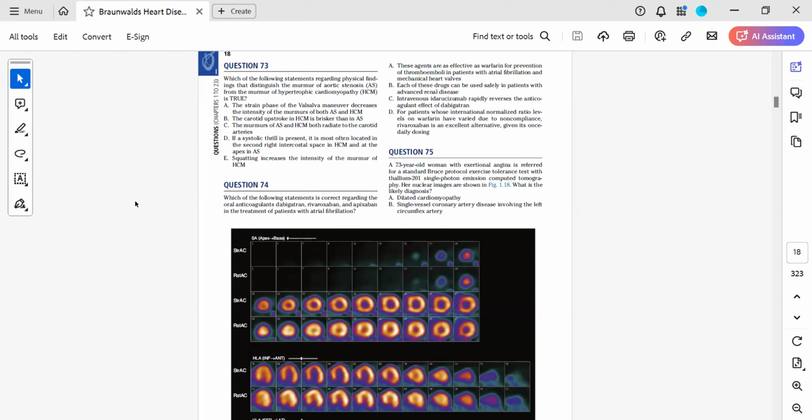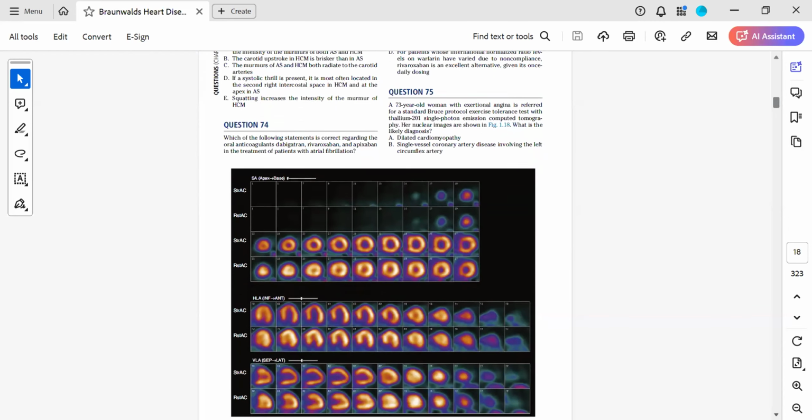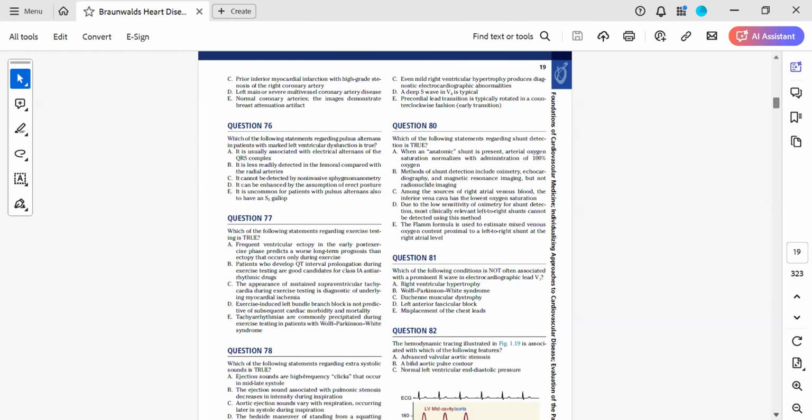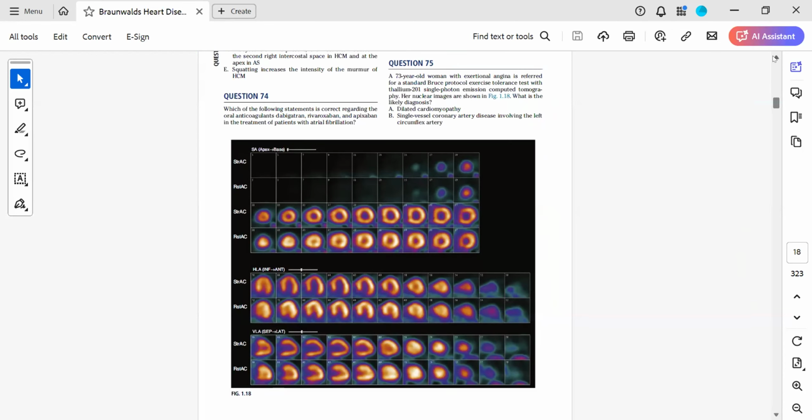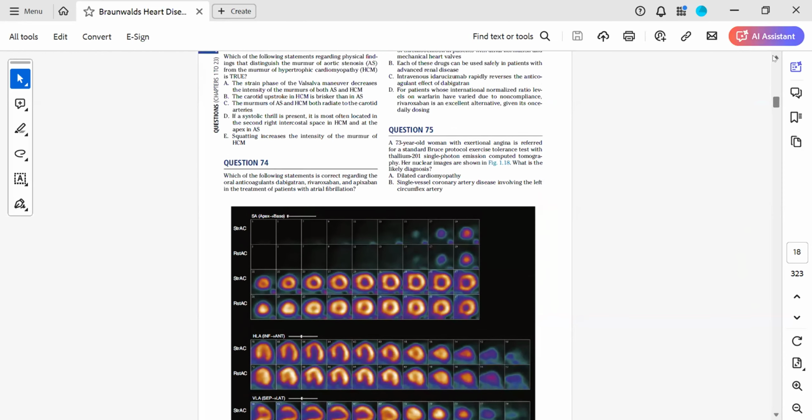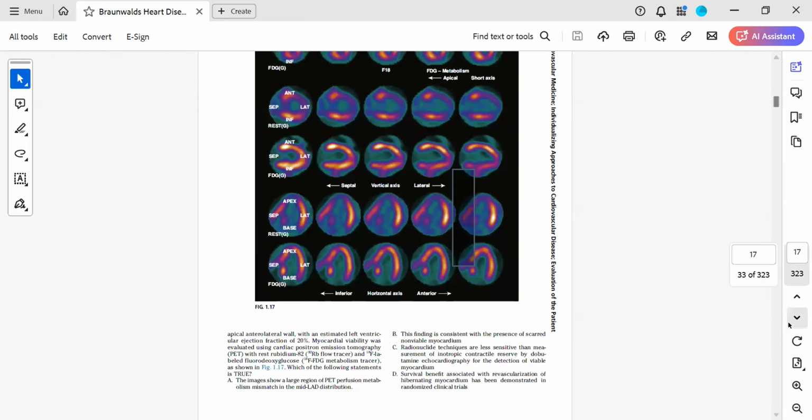Another differentiating feature is the pattern of radiation of the murmur. In AS, the systolic murmur radiates to the carotid arteries, which is not the rule in HCM. If a systolic trill is present, it is usually located in the second right intercostal space in AS, whereas it is more likely to be felt at the fourth left intercostal space in HCM.